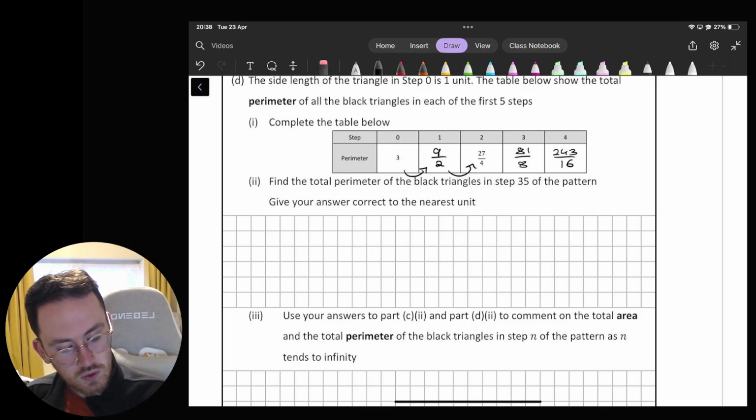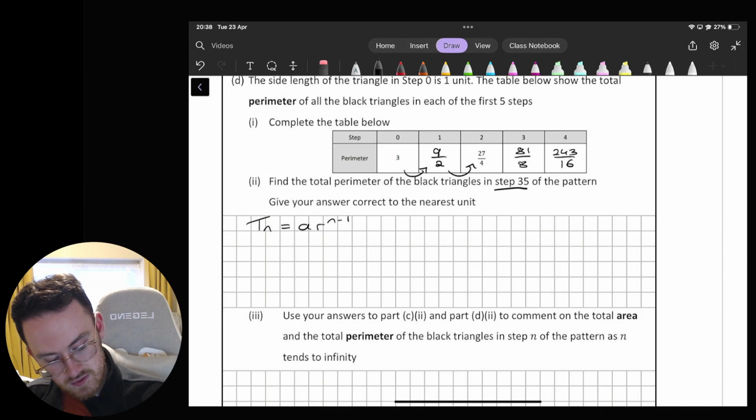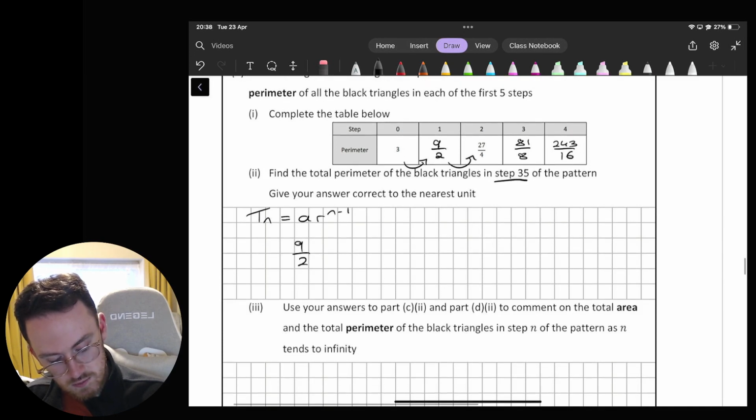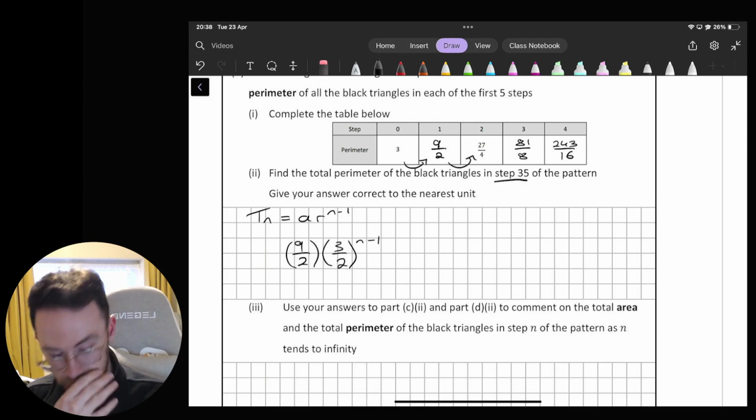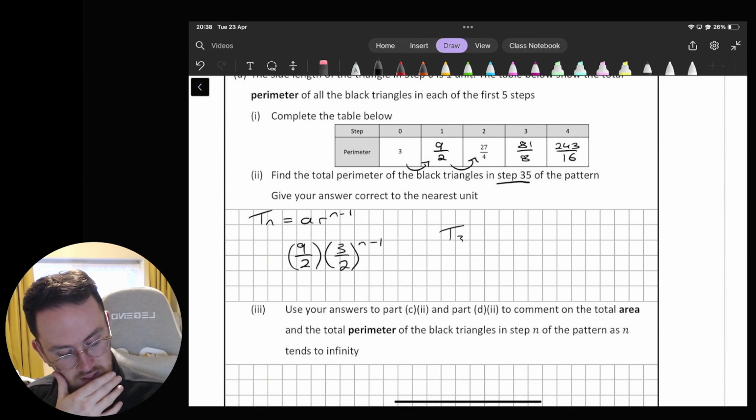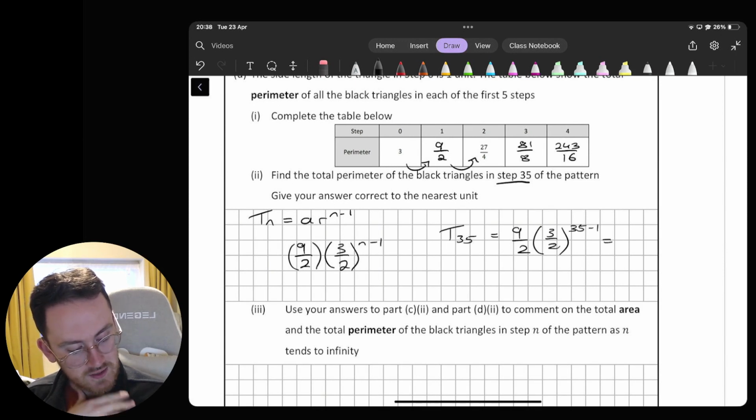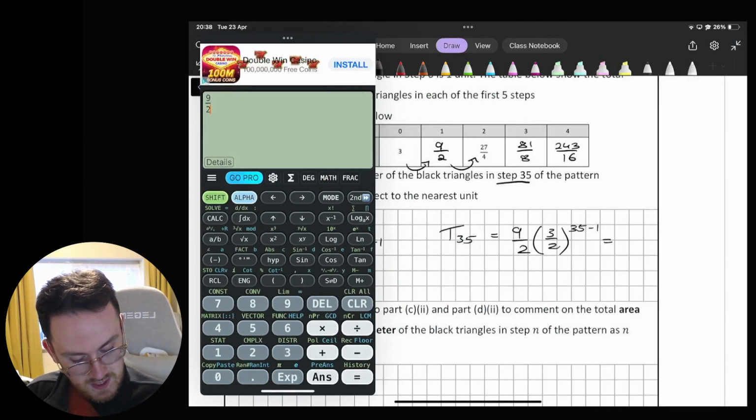They asked me to find the total perimeter of the black triangles in step 35. So we need to set up our Tn here, where a is my first term, making sure again we don't go for step 0. So that's 9 over 2, times 3 over 2 to the power of n minus 1. In this case, I'm looking to find T35. So that's 9 over 2 times 3 over 2 to the power of 35 minus 1, and I can fill that into my calculator to get an overall answer.